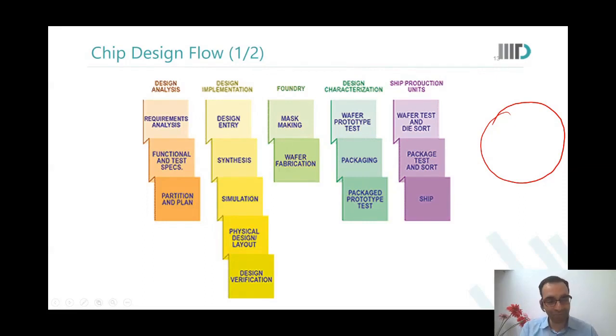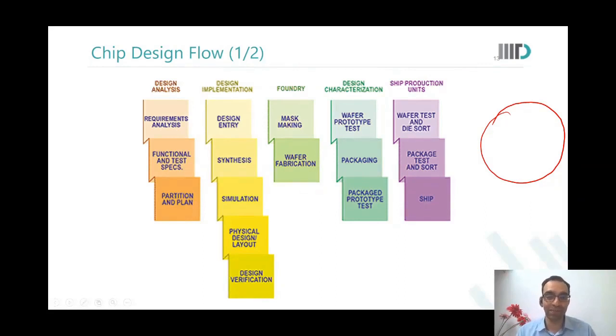The flow entails identifying and sorting them. So wafer test and die sort, package test and sort. If these packages are operating at this frequency, and these packages at that frequency, I will sell them separately. And then I finally ship it to the customer.